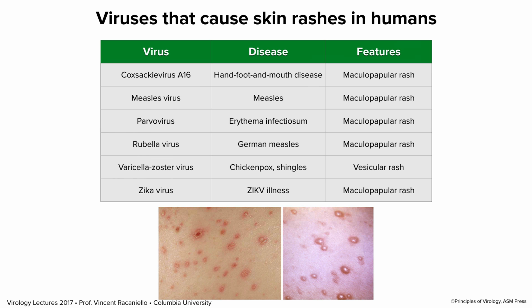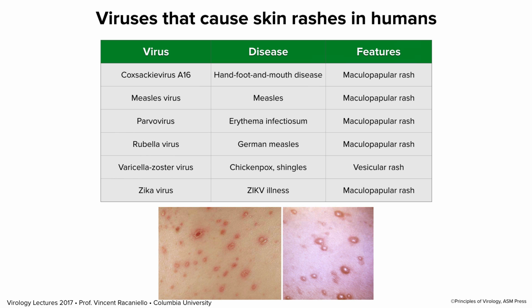We've known that Zika virus causes a rash-like illness since 1947, but most people didn't know about it. Now nearly everyone does. But other viruses, Coxsackie viruses, measles, of course, the parvoviruses, those single-stranded DNA viruses that we talked about, cause rashes in kids, rubella virus, chickenpox and shingles virus, and Zika.